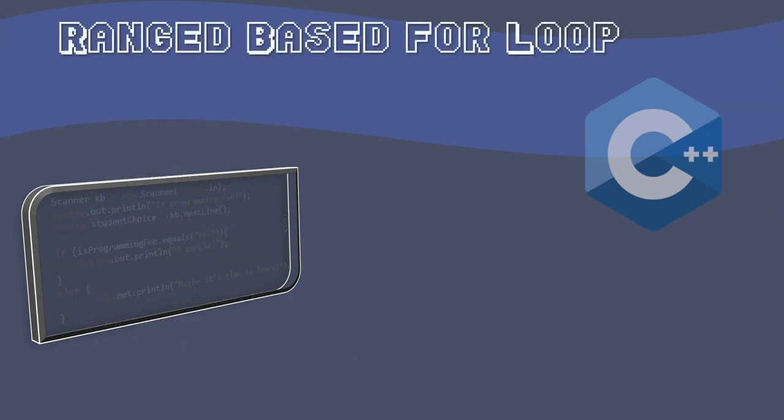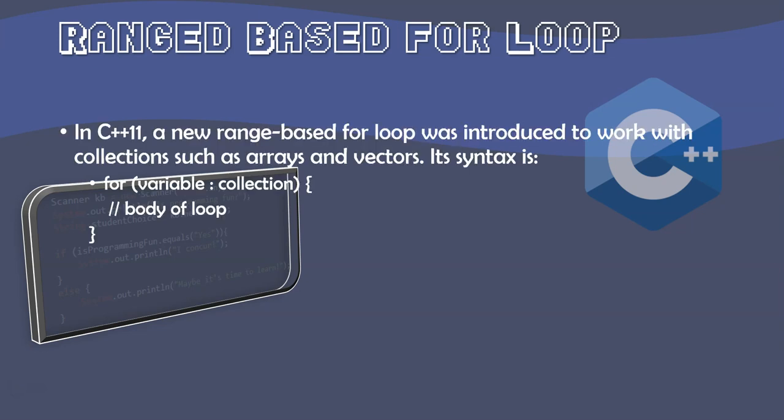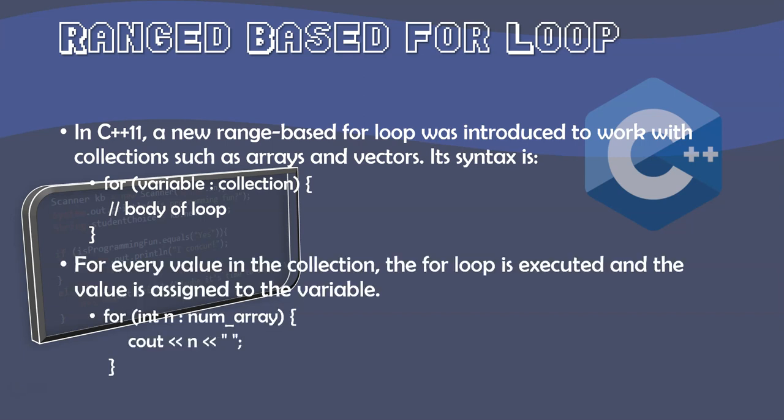Then there are range-based for loops, which are a variation of the for loop. In C++11, a new range-based for loop was introduced in order to work with arrays and vectors. Its syntax was for variable, collection, and then we had some loop body. This is very similar to the for each loops that we are used to in Java. So for every value in the collection, the for loop executes, and the value is assigned to the variable. So here, we have for int n in numArray, cout n, and then a space. This is just going to iterate through each of the elements within that collection.